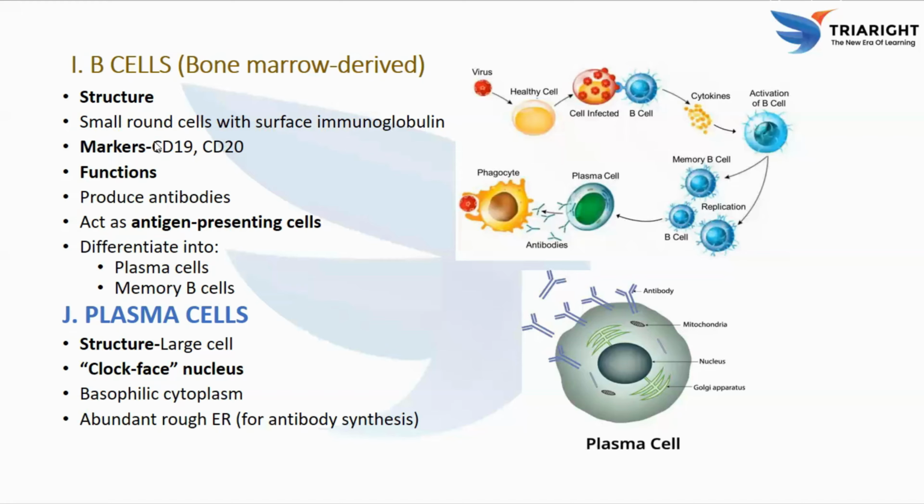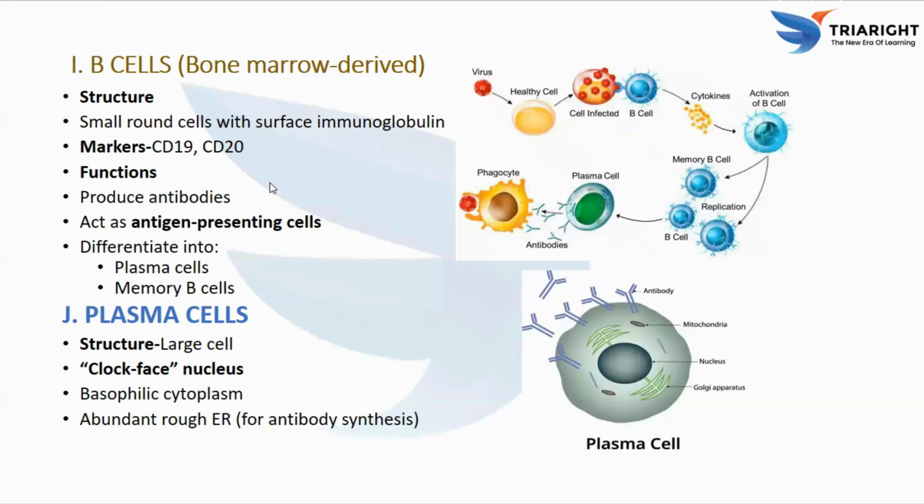So what are the functions of the B cells? They produce antibodies. The primary role of the B cell is to make antibodies that neutralize viruses and toxins, and that opsonize the pathogens, nothing but they help the phagocytes to eat them. They also activate the complement system.